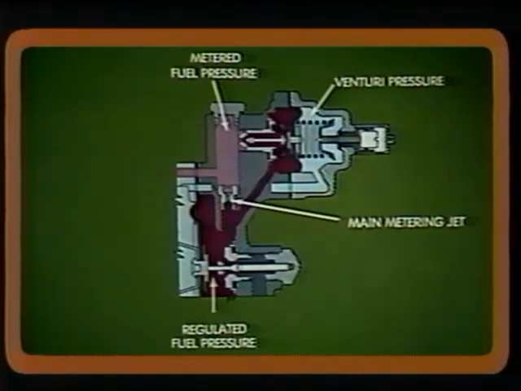The first is an airflow type enrichment system, which has a diaphragm-operated needle valve located parallel to the main metering jet. Here, metered fuel under pressure acts on one side of the diaphragm, and Venturi air under pressure is on the other side.